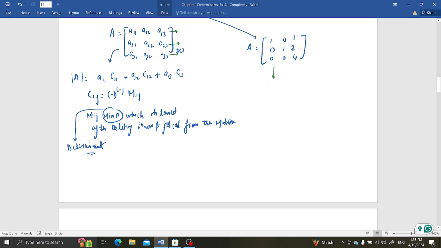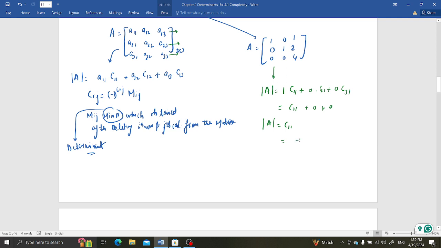So here the determinant of A is 1 into C11, since I am finding along the first column, plus 0 into C21 plus 0 into C31. But we observe that 0 into something is 0, so this part is also 0 and this part is 0, and here we get C11. So actually the determinant of A is C11. And what is C11?